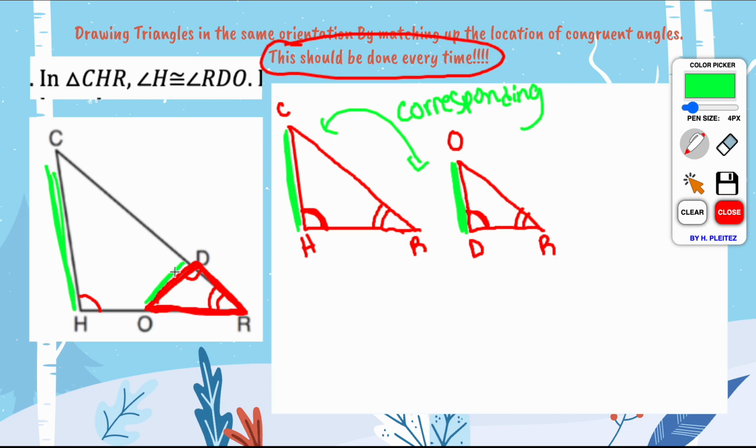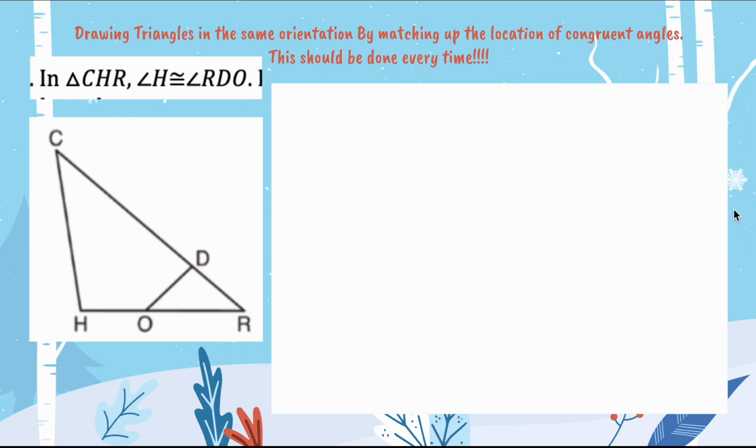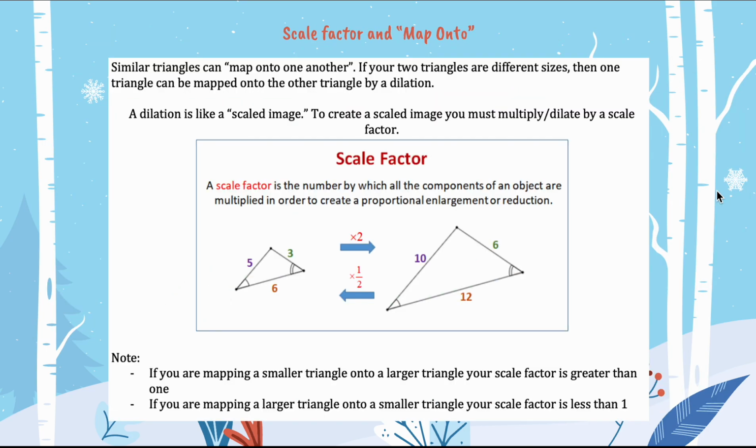So that's why you want to make sure you're redrawing your stuff so that you can easily identify your corresponding sides and angles, so that your proportions are just a little bit easier to make and you're less likely to make a mistake. Now we're going to get onto some of our new definitions.